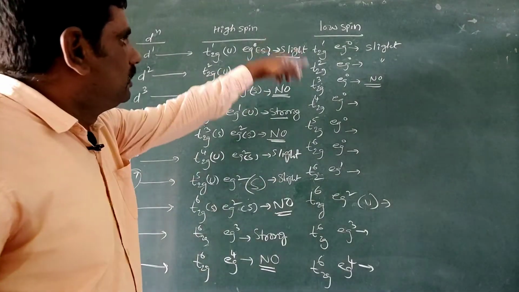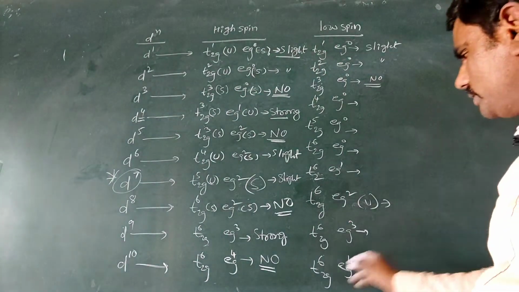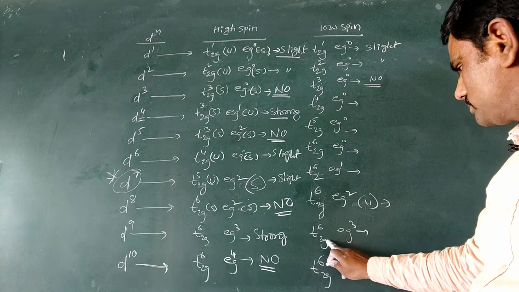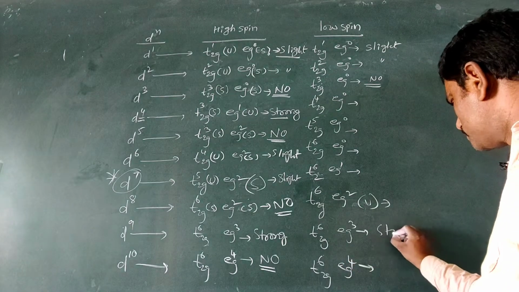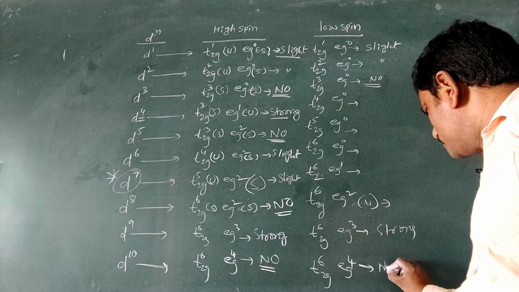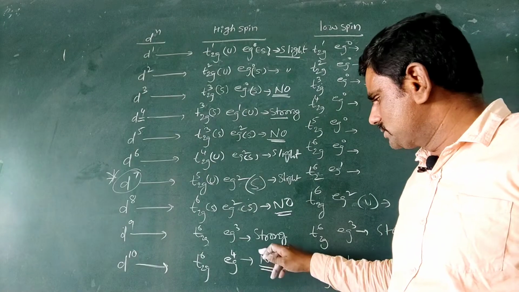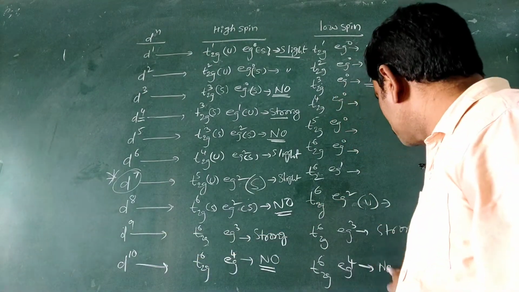Now in low spin complexes we will write. Here see, eg3: one is symmetric and one is unsymmetric. So strong distortion. Here no distortion. So irrespective of the nature of the ligand and the nature of the complex, d9 and d10 configurations are also the same.